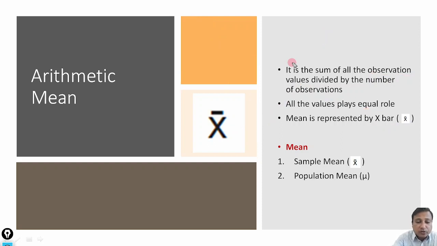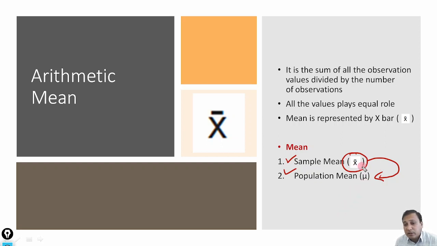Now here you can see that I've used two terminologies again, sample mean and population mean. If you remember, in week 1 we used these terminologies, where I explained that we usually compute this x bar from the sample data set, and on the basis of this x bar we make inference, we estimate the population mean, that is mu.